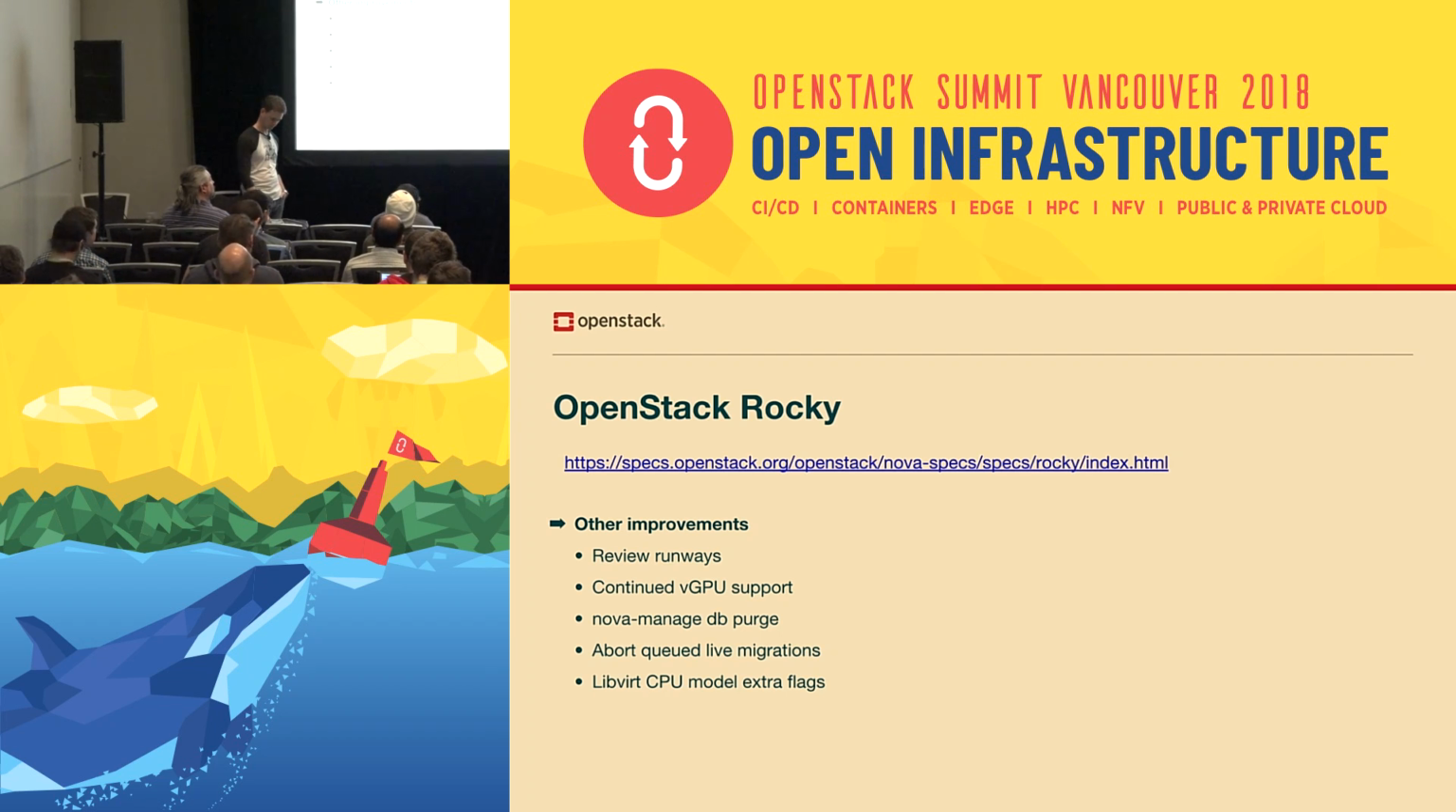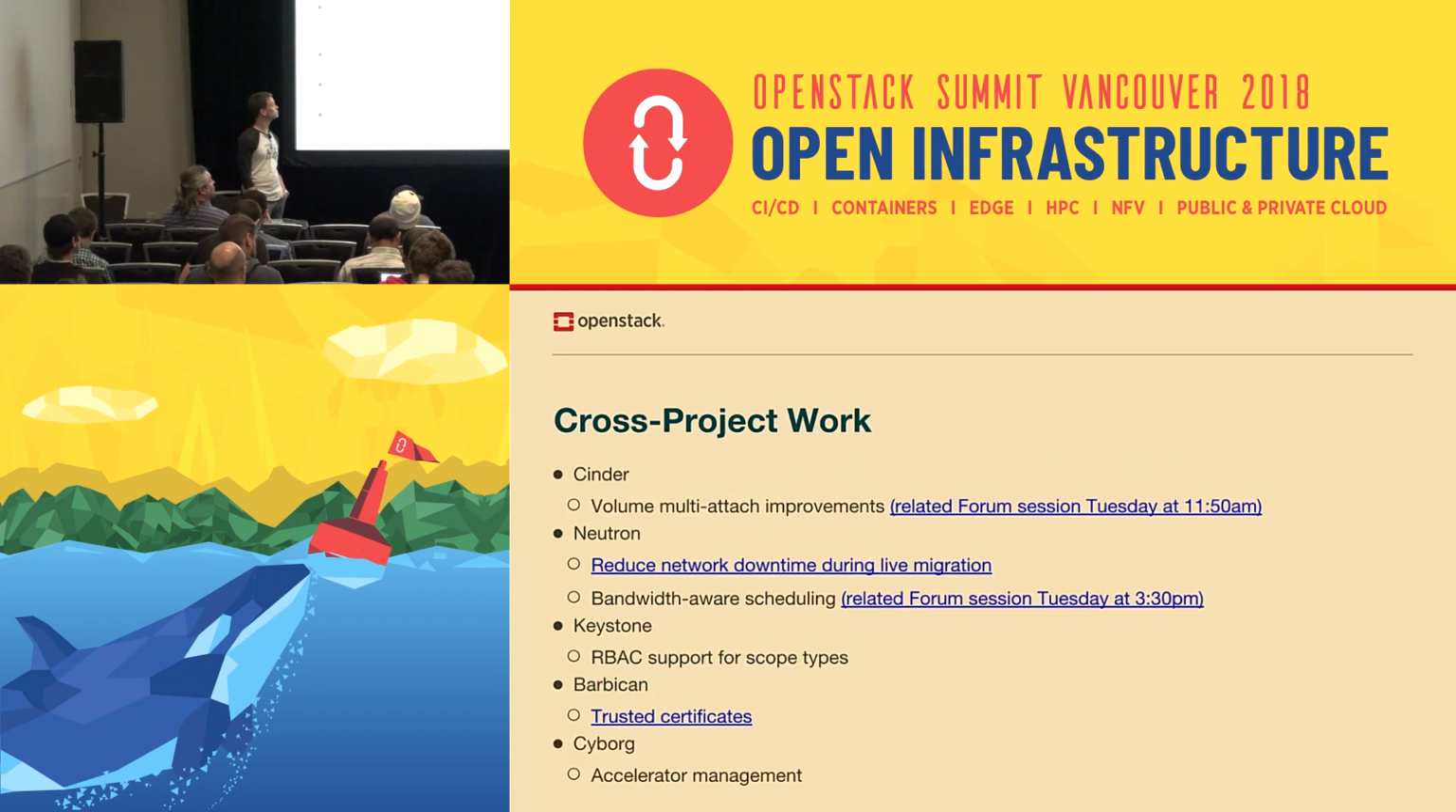And then finally, libvirt CPU model extra flags. This gives you the ability to specify in the Nova conf extra CPU flags that you want to enable in your deployment. And I mentioned this one because it's useful and needed for mitigating the Meltdown inspector update performance degradation. We actually backported a version of this that will let you set the flag needed in earlier versions of Nova to mitigate that performance degradation.